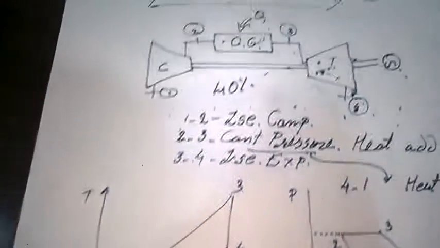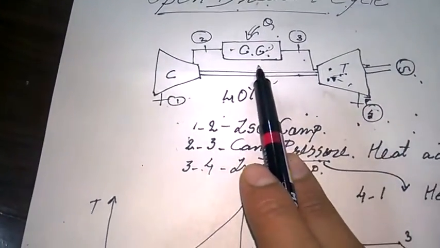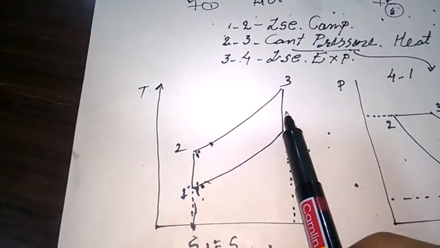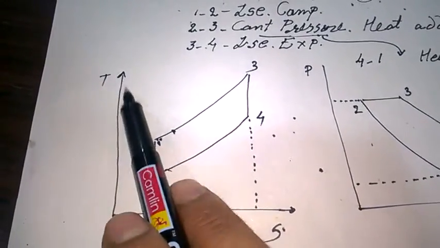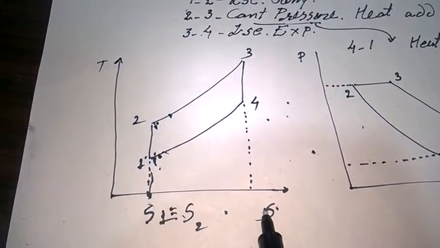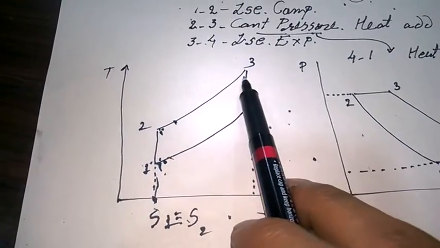Now process 2 to 3, constant pressure heat addition, that is the combustion chamber. In 2 to 3 we are burning the fuel at constant pressure, so temperature is also increasing, we are adding some amount of heat, so our entropy is also increasing. So 2 to 3 is increasing, right?